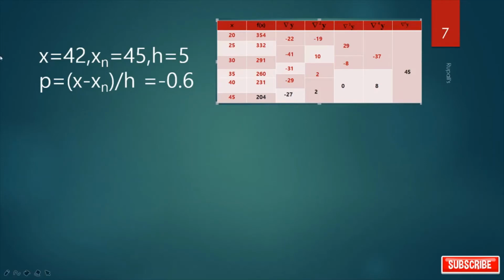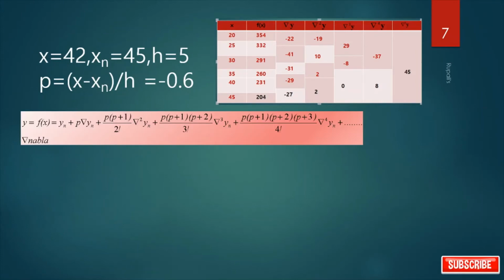So, what is x? X is 42, where I want to get the value f(x). What is xn? The last value of x, it is 45. What is h? The common difference, that is from 20 to 25, 25 to 30, it is 5. So what is p? p equals (x minus xn) divided by h. So I get the value of p. Now the formula. So the formula for Newton's backward interpolation is this.